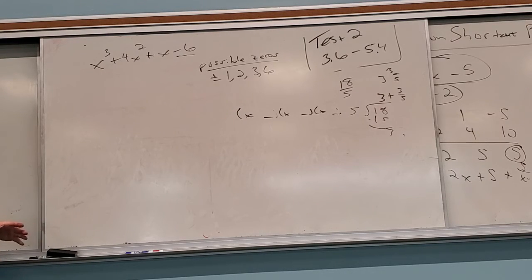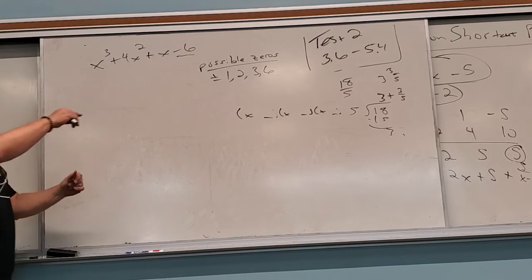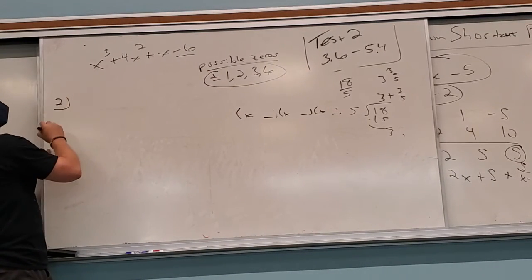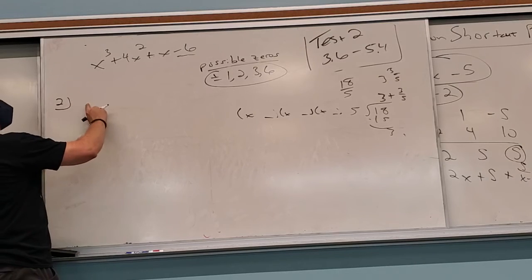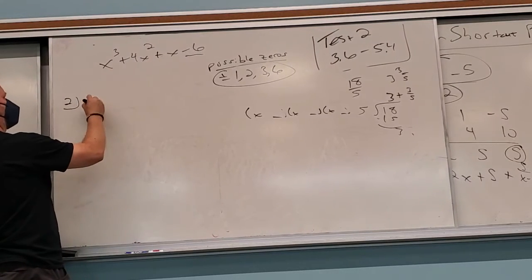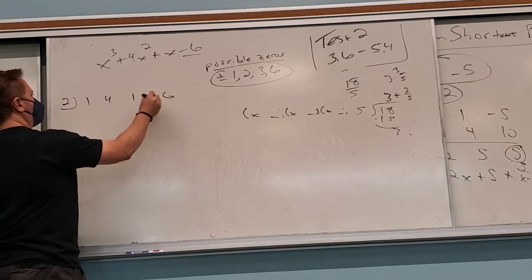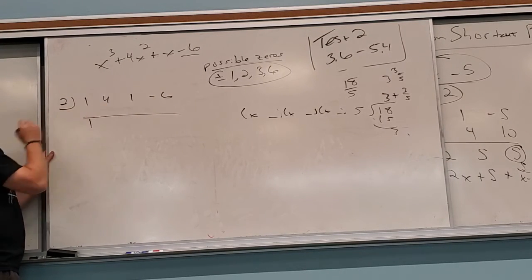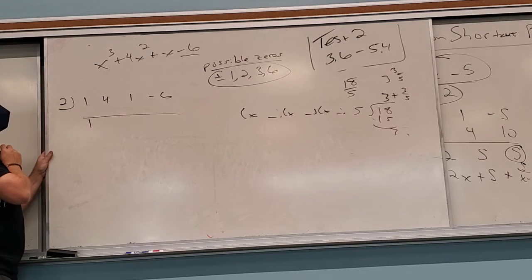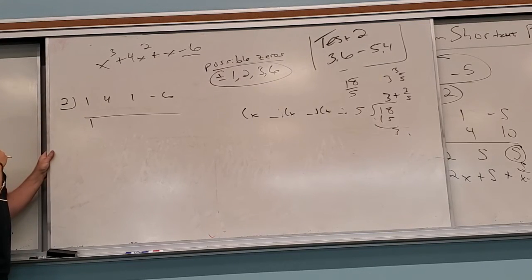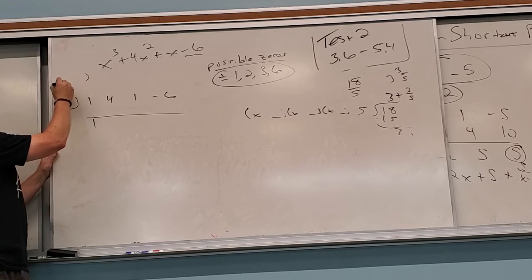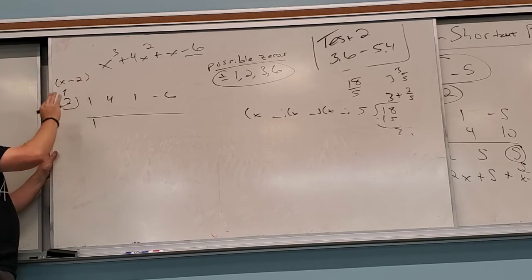But now that we have synthetic, it's pretty quick. So somebody pick a number out of this list. 2. And what do I put here? 1, 4, 1, minus 6. So let's see, 1. Do you flip the sign of the 2? Well, you just want to pick 2. So what would this relate to? This would relate to what factor? X minus 2. Good.